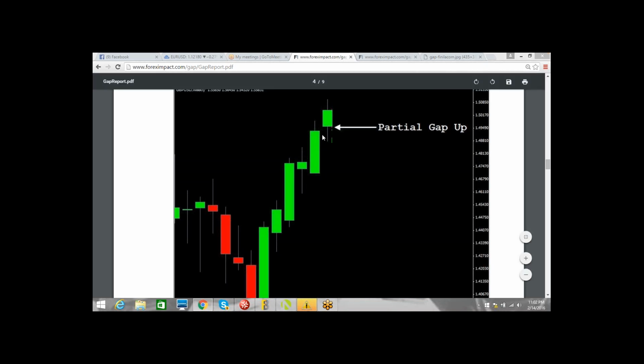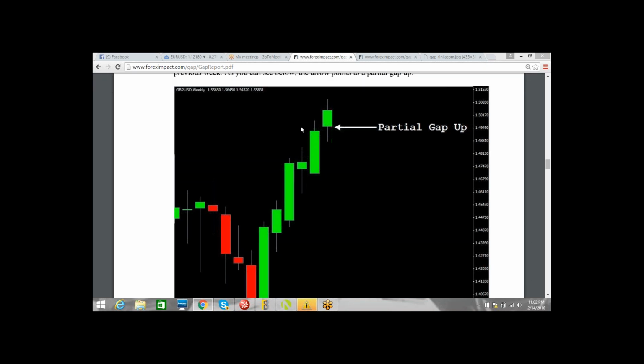Okay, so a partial gap occurs when the opening price, which is right here at the bottom, is higher or lower than the previous closing price. See, the opening price of the most recent candlestick is higher than the closing price of the last candlestick. A partial gap occurs when the opening price is higher or lower than the previous closing price, but does not gap beyond the high or low of the previous candlestick.